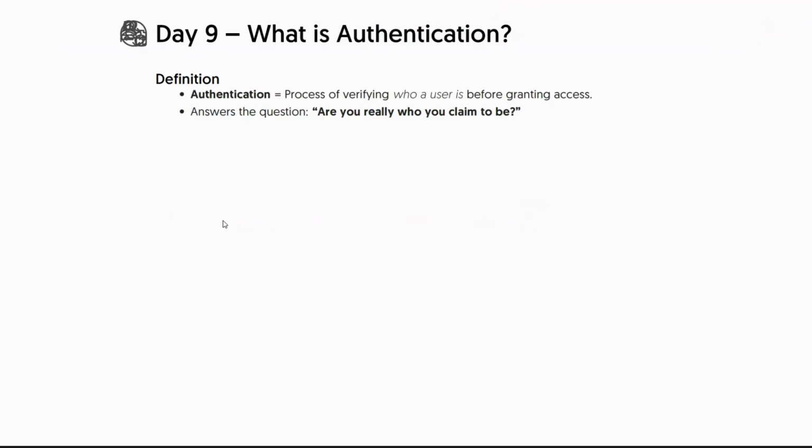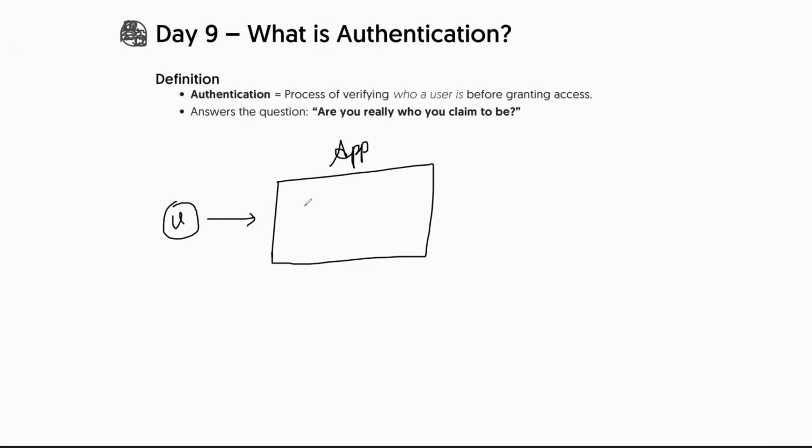So today we'll be discussing authentication. Authentication, as we have been discussing in our previous sessions also, is a process of verifying who a user is before granting the access. Let's say you have a user trying to log into any application, let's say Jira.